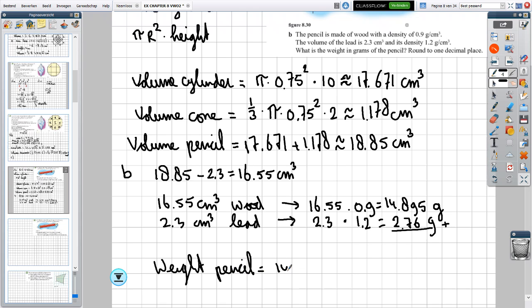So the total weight of the pencil is going to be 14.895 plus 2.76. And they say now round to 1 decimal place. They are a bit picky during this exercise. First 2, now 1. So the answer is going to be approximately, again because I round, 17.7. Not cubic centimeters, grams, right? We're talking about grams. So 17.7 gram, and that's your final answer.